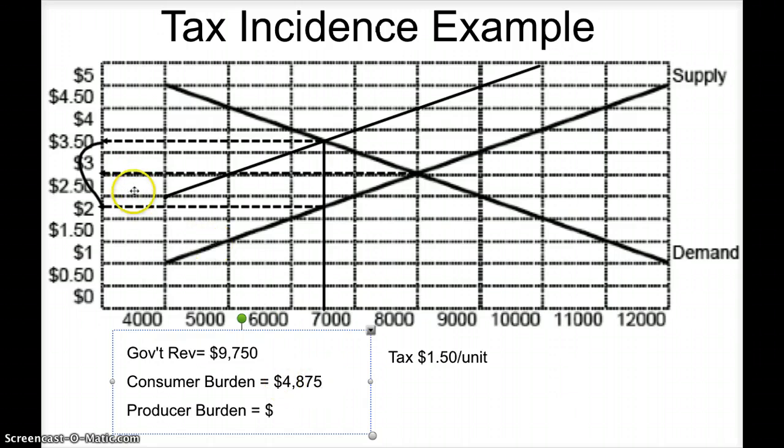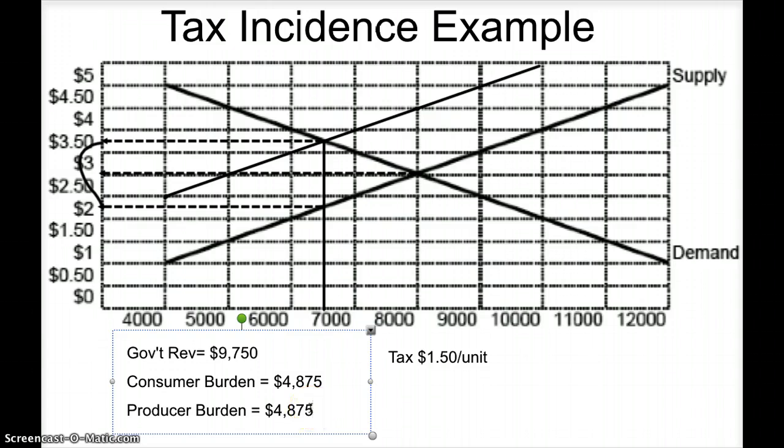We do the same thing over here for our producer burden. Here's the original price of $3, and here's the new price of $2.25. The difference between $3 and $2.25 is 75 cents. So again, we take that 75 cents and multiply it by 6,500, which is our quantity, and that comes up with 4,875.